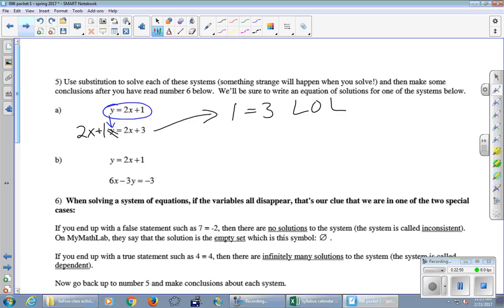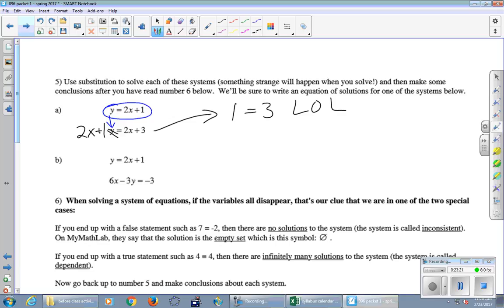In part B, y equals 2x plus 1, 6x minus 3y equals negative 3. Okay, we're going to do substitution again. We're going to solve one equation for one letter. One of the 4 choices, x or y, is the friendliest one. Which equation do you want to solve for which letter? Yeah, we're going to do substitution. Which equation is already solved for which letter? Y in the first equation. So clearly we're going to use that one.